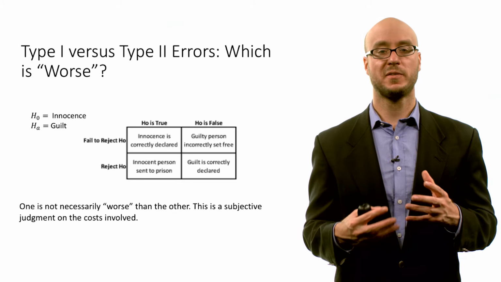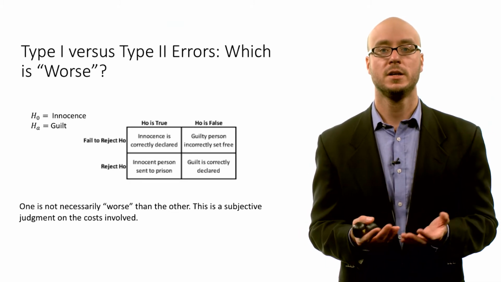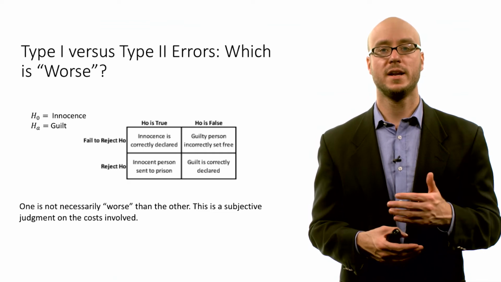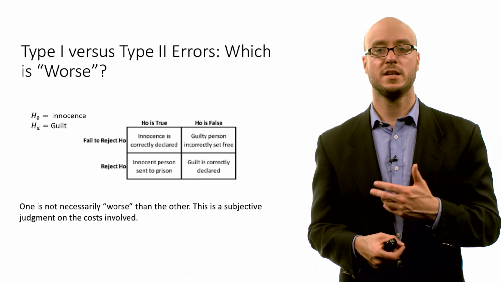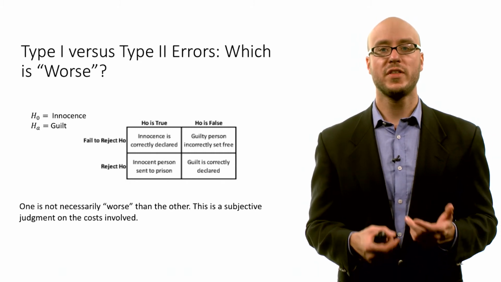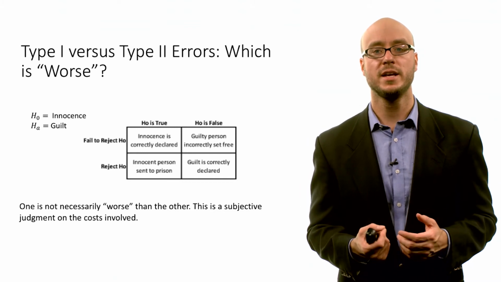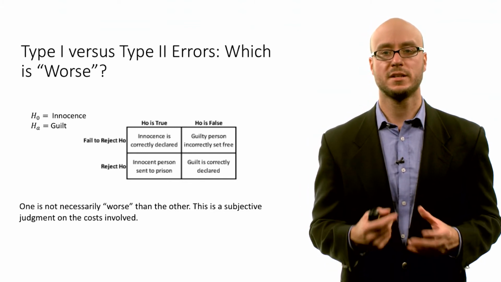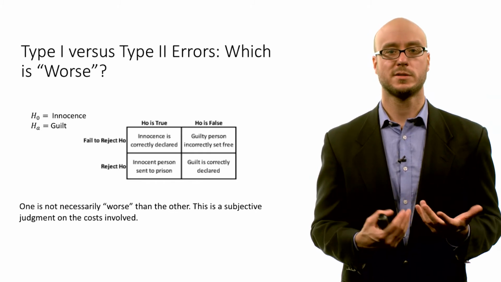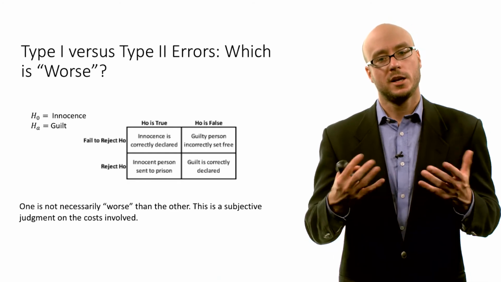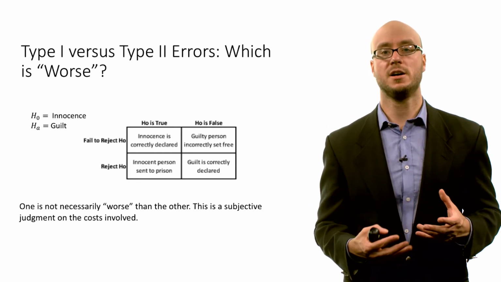Sometimes people find it useful to think in the context of the law. You can think of an innocent person being correctly declared innocent, or guilt being correctly declared. But then you also have these two other scenarios in which a guilty person is incorrectly set free, or an innocent person is sent to prison. Now the question you might ask is, which one is worse, false alarm or misdetection? One is not necessarily worse than the other. This is a subjective judgment on the costs involved.